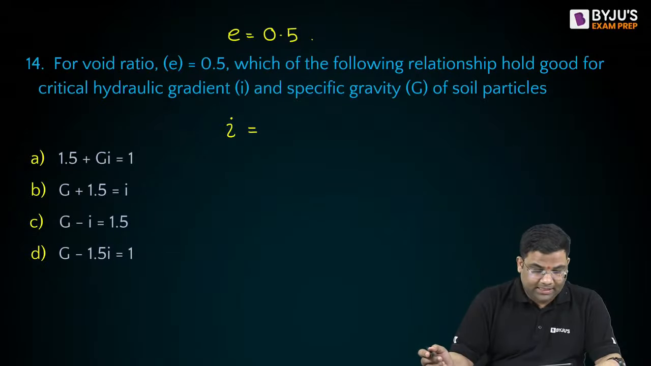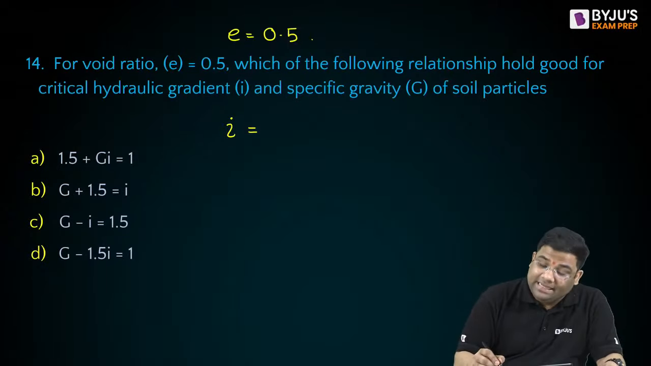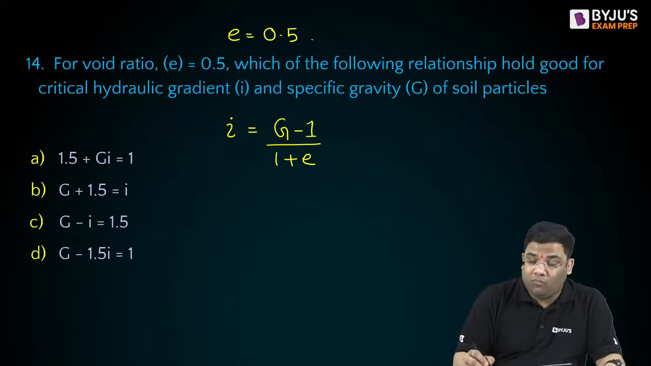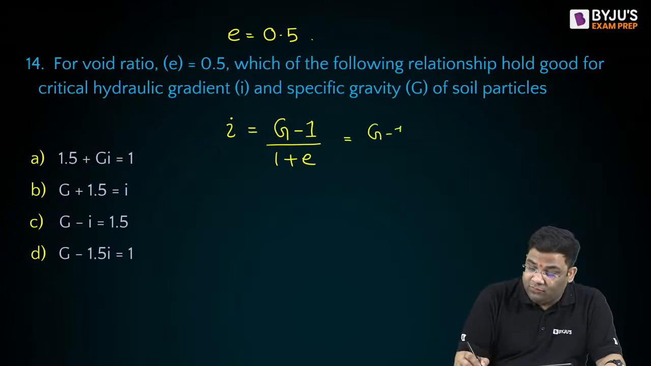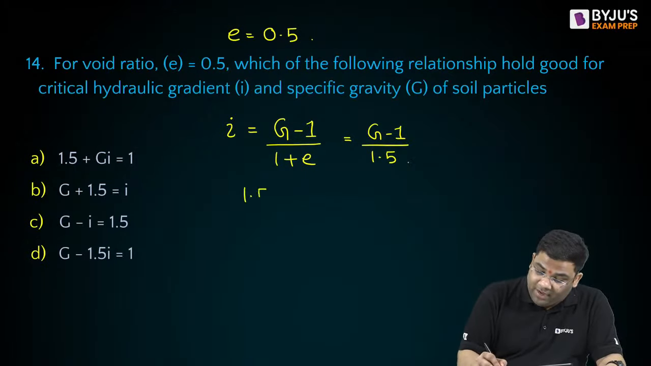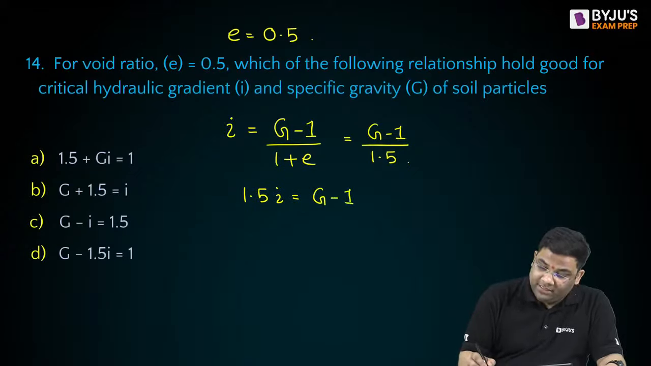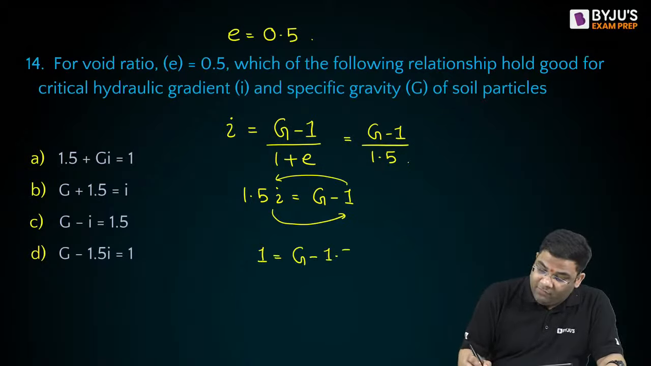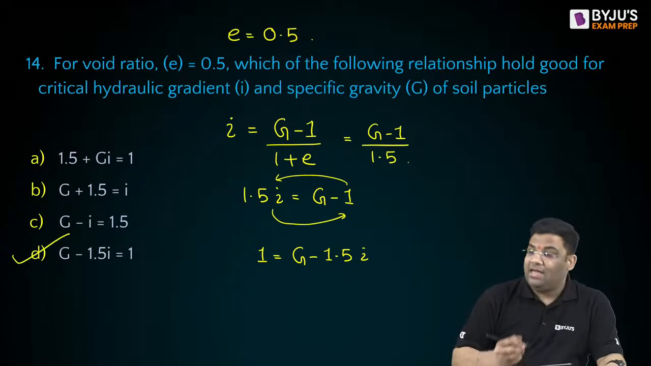Yes, it is D. Okay, let us see. The critical hydraulic gradient is what? (G minus 1) by (1 plus e). Now, e is 0.5. This becomes (G minus 1) by 1.5. So, here it will be 1.5 i is equal to G minus 1. If you take this 1 to this side, it will be i is equal to (G minus 1) by 1.5. So, this is the right answer.